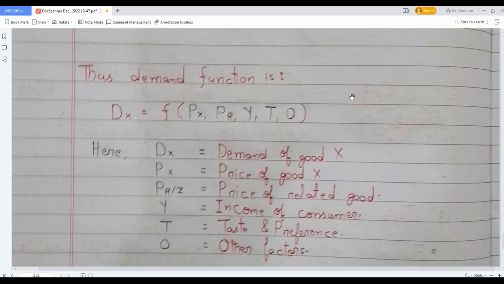Other factors, as I have already told, are not a part of the syllabus, so we will not discuss them here. Other factors are generally future expectation of the consumers and various more. So thus the demand function is demand of good X equal to function of price of good X, price of related goods, income of consumer, taste and preference, and other factors.